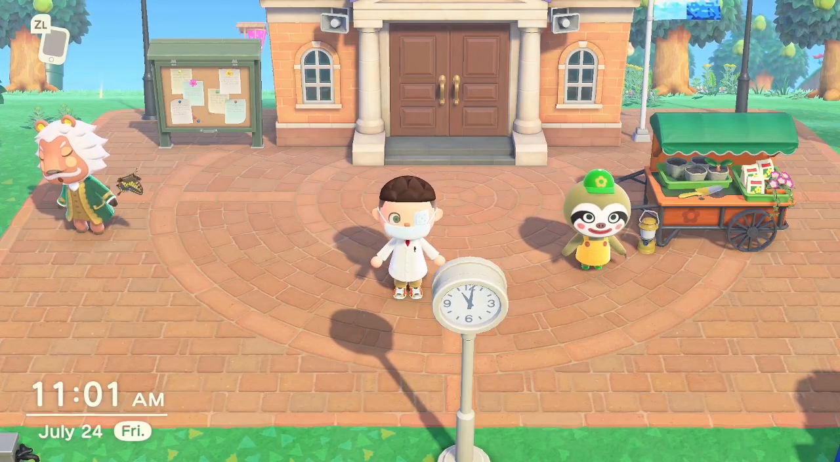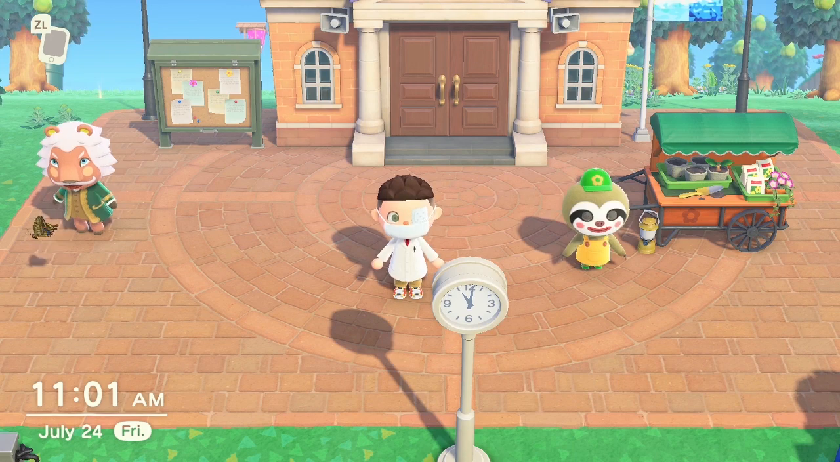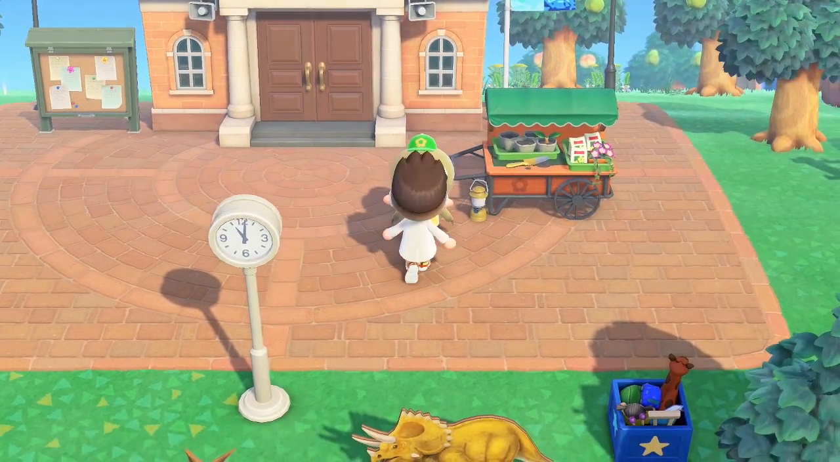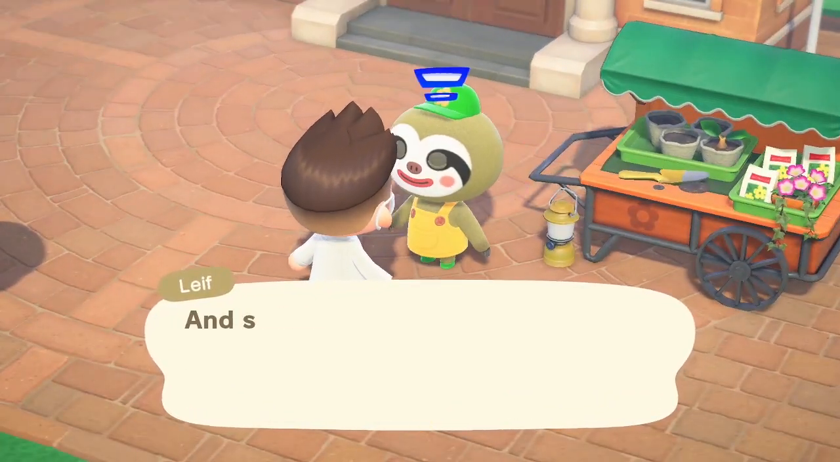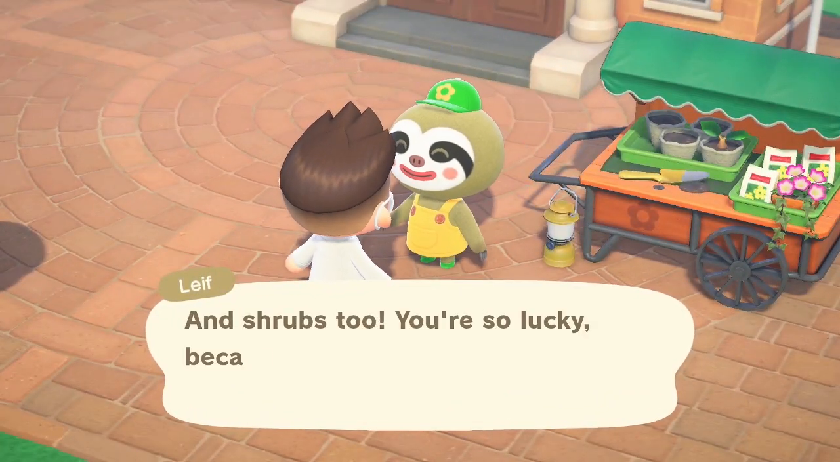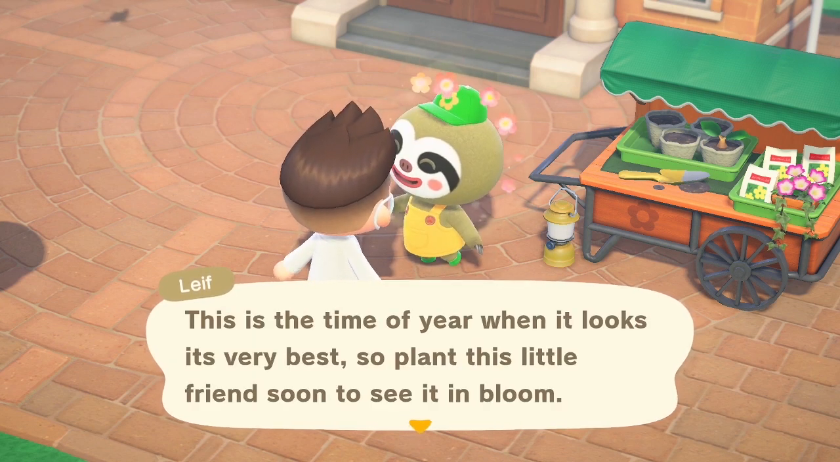Okay, so now that we're outside, I want to try to apply rounding numbers in a more real life, or in this case, an animal life type of way. So I've come out here to pay Leafy a visit. Leafy sells various flowers and shrubs, and I'm going to be purchasing some shrubs from him.